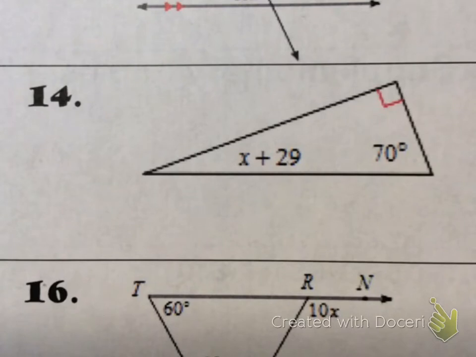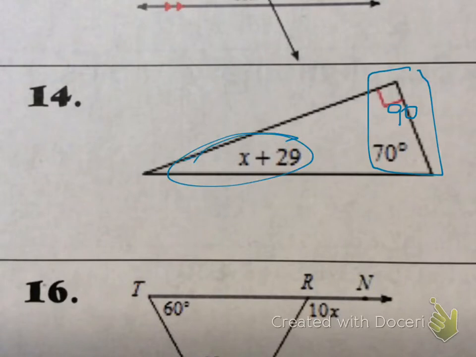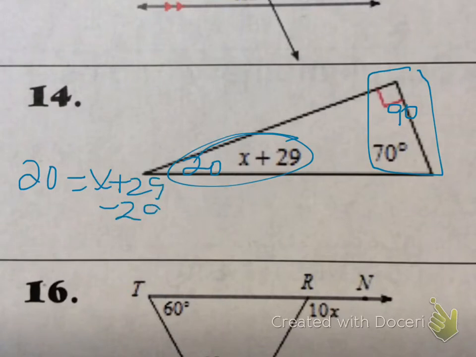On number 14. Again, we know all three angles in the triangle have to add up to 180 degrees. I know this is a 90-degree angle and a 70-degree angle. So 90 plus 70 is 160. So out of the 160 degrees, I know that this last angle has to be equal to the number 20, because 20 plus the 160 would give you 180. So I'm going to go 20 equals x plus 29, and I'm just going to solve it from there. Subtract that 29 over to the other side, and I get x equals -9.